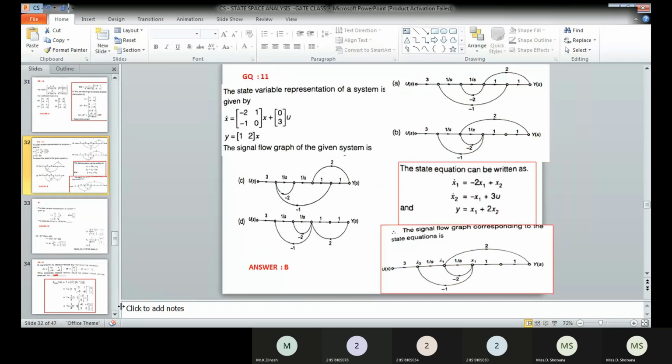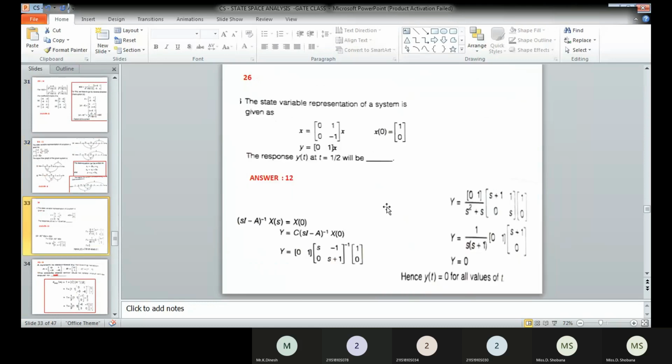Here, to draw the signal flow graph: for x1 dot, where does the signal come from? From x1. The input is x1. For the coefficient of x1, the signal comes from x1 as feedback of -2. And then the signal is coming from x2. Similarly, for x2, the signal comes from x1, and then 3 into u. The signal comes from the input. In the output equation, we get x1 directly, and then 2 into x2. This 2 comes from x2, so that is drawn.